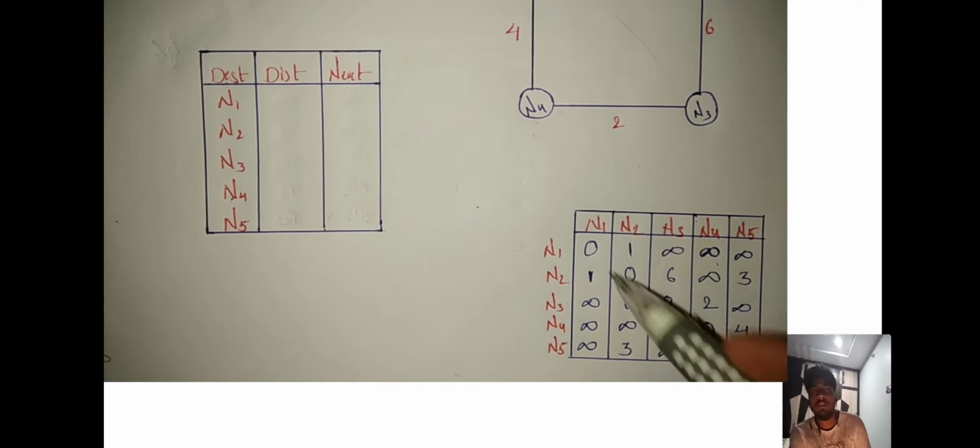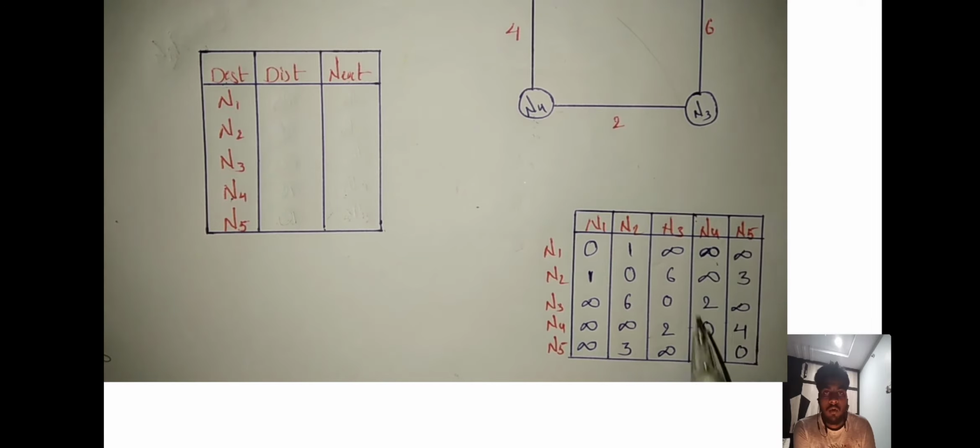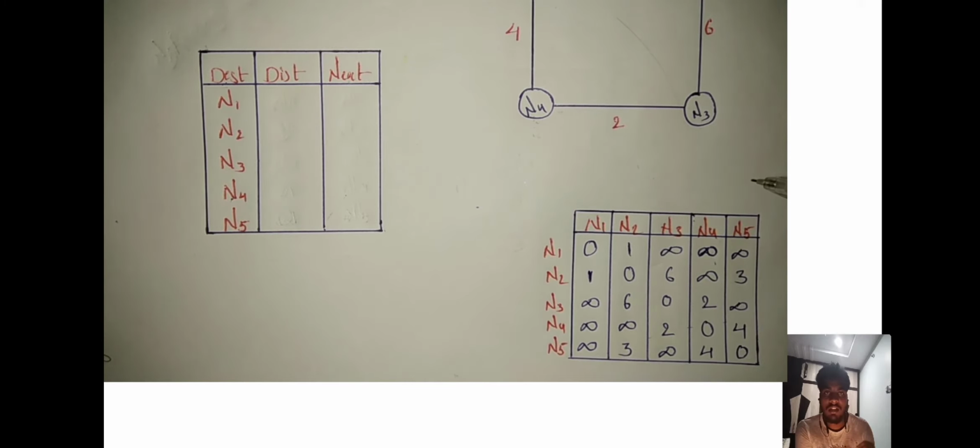This is the distance vector of n1 routing table. This is the distance vector of n2 routing table. This is the distance vector of n3 routing table. This is the distance vector of n4 routing table. This is the distance vector of n5 routing table.